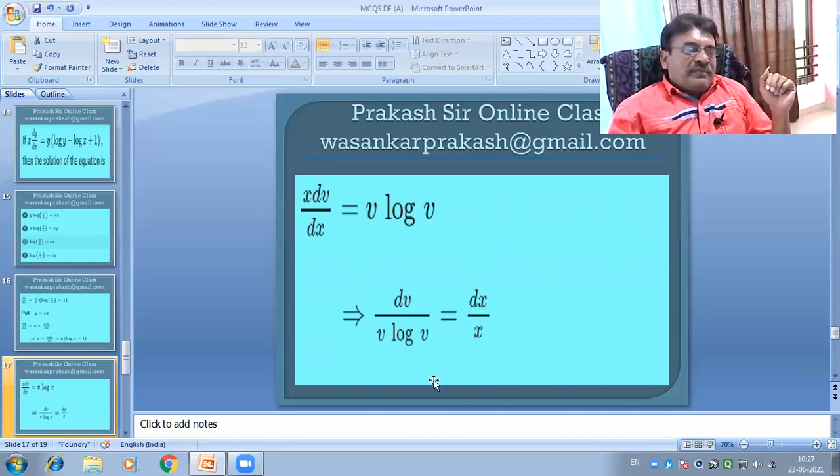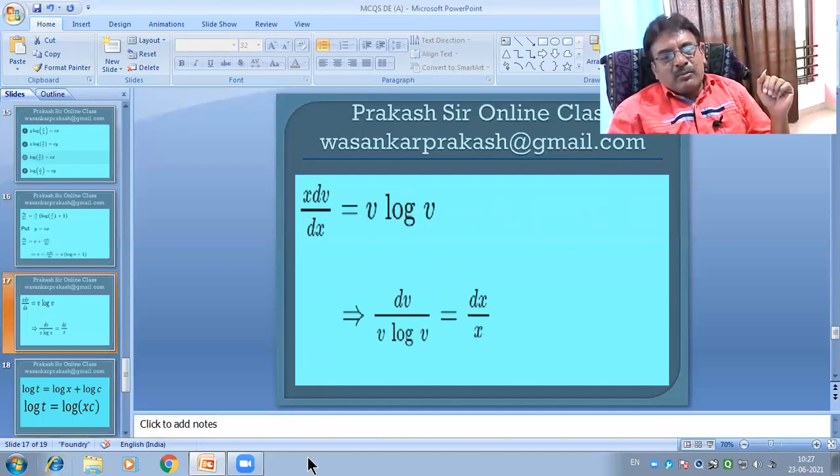So here variables are separable, therefore integrating both sides. So the integration of dv upon v log v is equal to the integration of dx upon x. So first we evaluate the left hand side integration and then the right hand side integration. So here integration of dv upon v into log v. Again we use the substitution method. Put log v equals t because the derivative of log v is 1 by v. So if we put log v equals t, then 1 by v into dv is equal to dt.